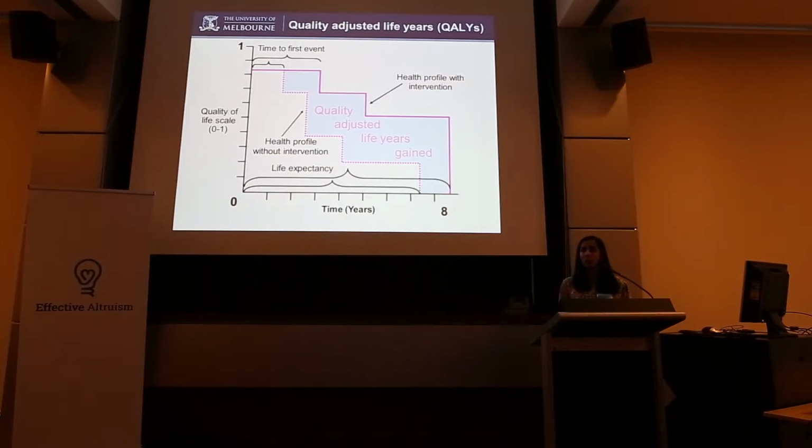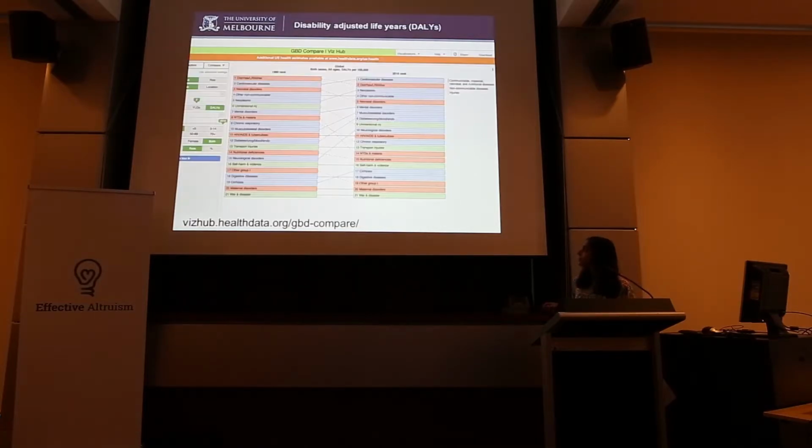DALYs are similar to QALYs, but you can think of them as the opposite of QALYs. So whereas with QALYs you want to gain as many as you can, with DALYs you want to avert as many as you can. So DALYs are a measure of ill health and longevity. They take into account length of time lived and disability or diseased health states.